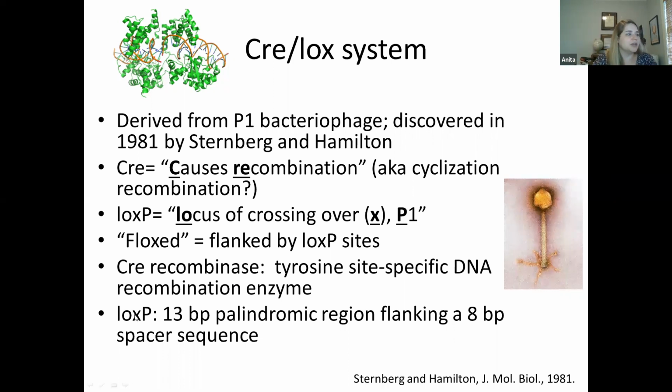Another thing that's similar across the different systems that we'll talk about is the structure of the sites that are recognized. It's a 13 base pair palindromic region, so it's one direction one way, like a left hand and a right hand, and it flanks an 8 base pair spacer sequence. This is conserved between Cre, FLIP, and DRE mediated systems. We'll talk about all of those through the course of this section.